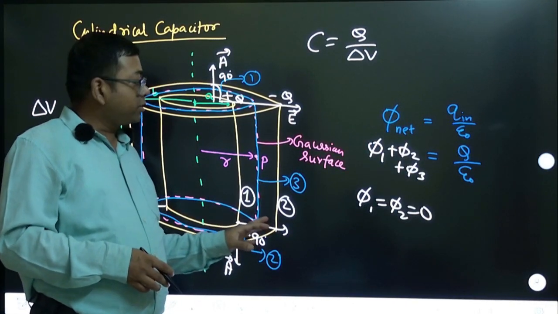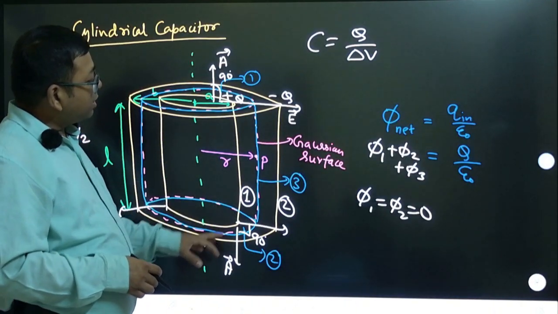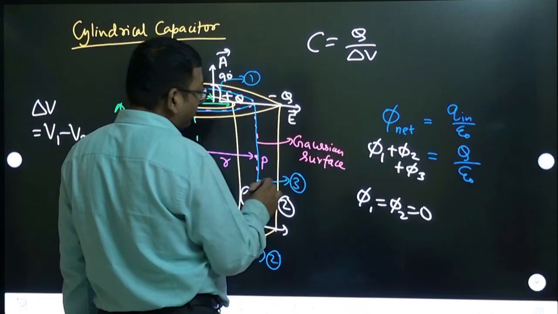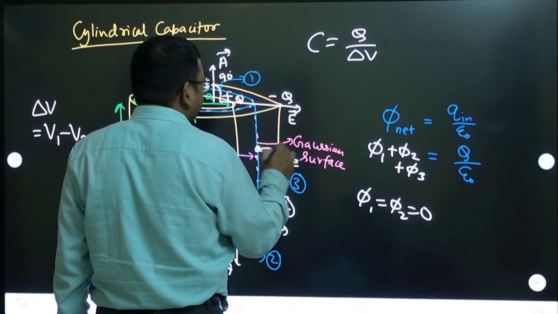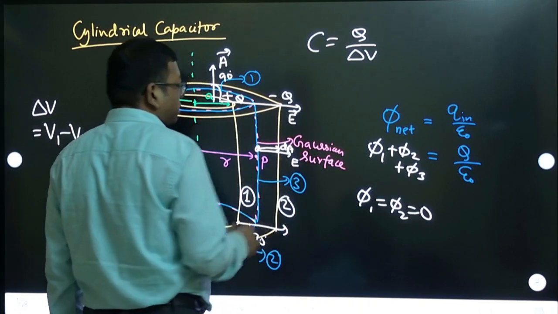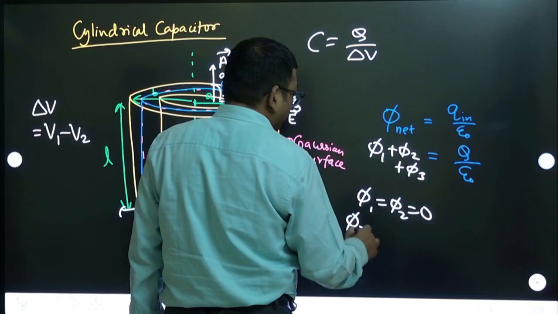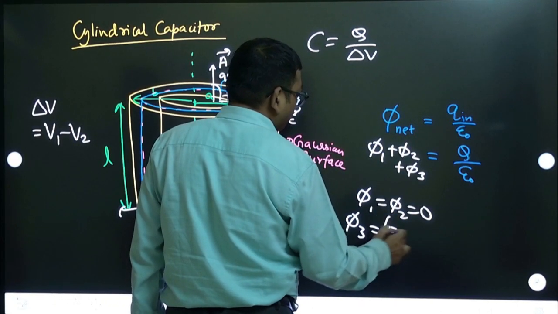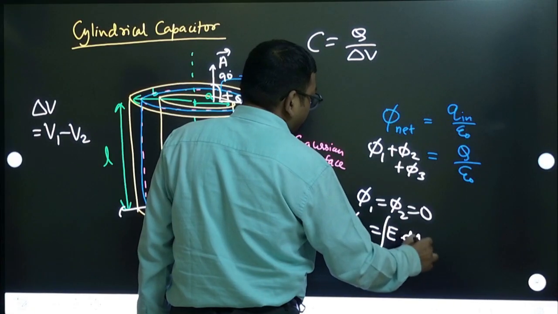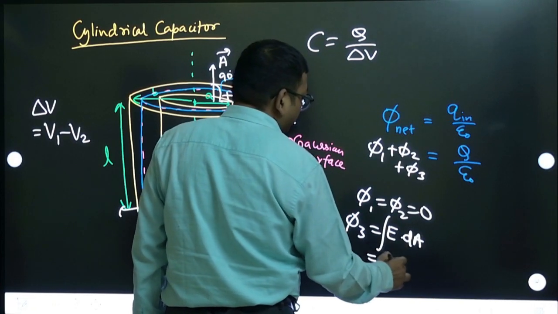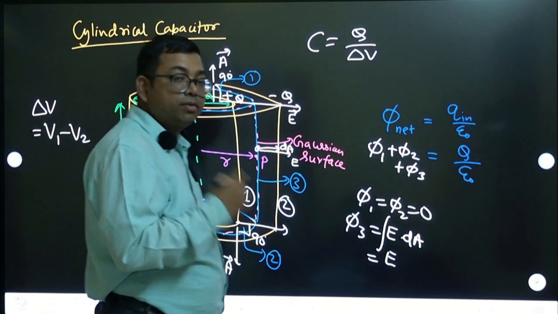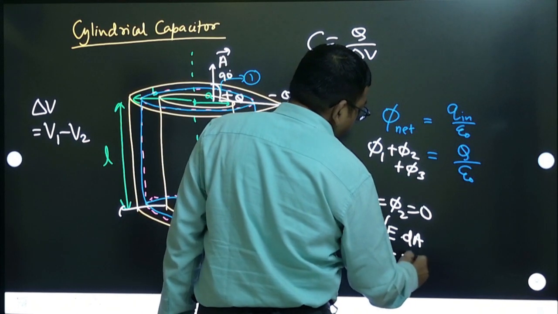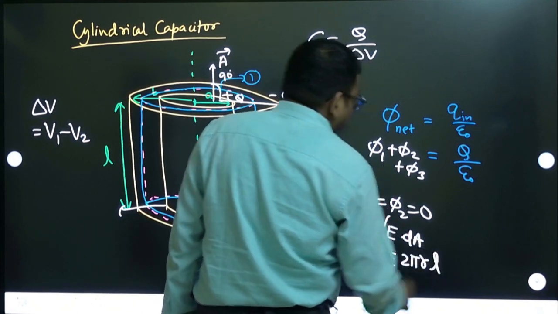So there is no flux due to the first and second surface, but the third surface will have flux, because electric field lines are going like this, and the small area vector will go like this. So the third flux will be the integration of E dA, and this integration will give E times a constant area, the curved surface area of a cylinder. Remember, the curved surface area of a cylinder is 2 pi r into L.